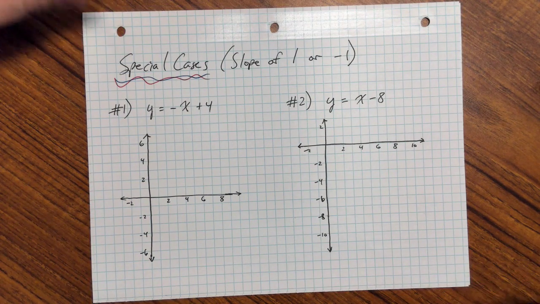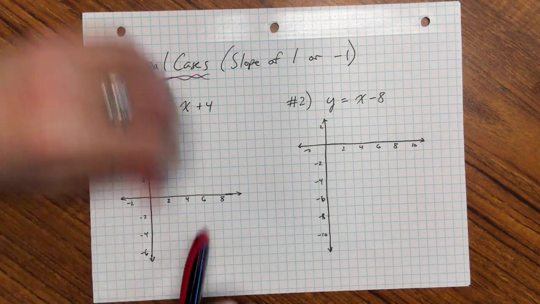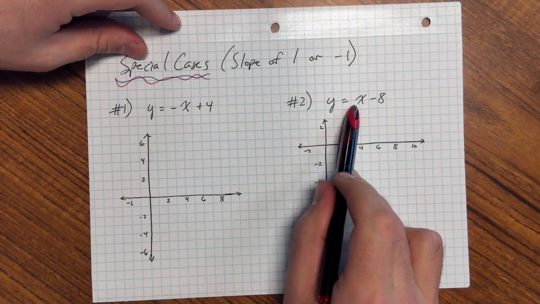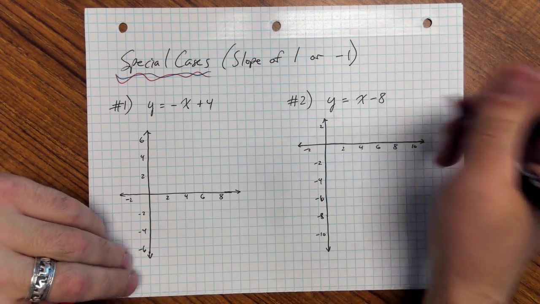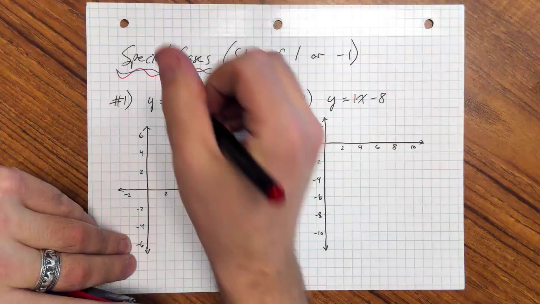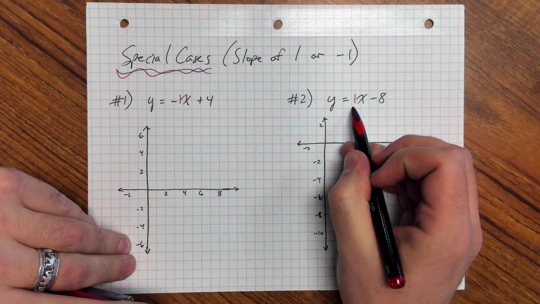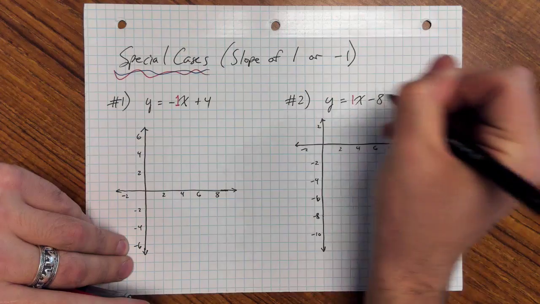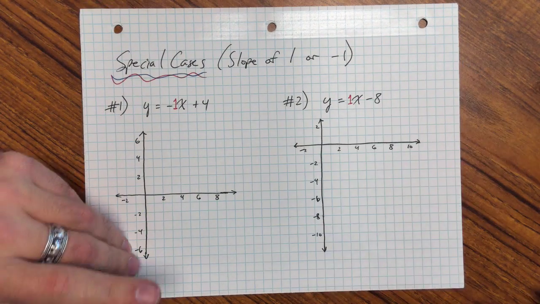Special cases, slope of 1 or -1. So what you'll notice here is you have an x in both of these examples, but there's no number in front of them. That's because, as we already know, there's an implied 1 in front of each of these. This one's positive, this one's negative. Okay, so we know that. We don't have to write the 1, but you may if you'd like.